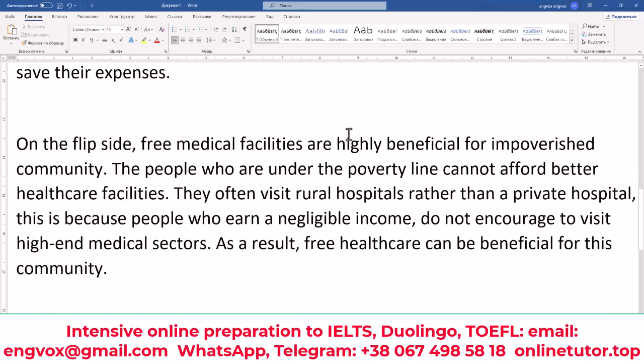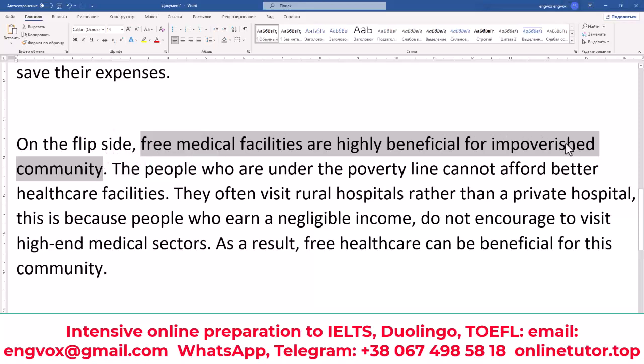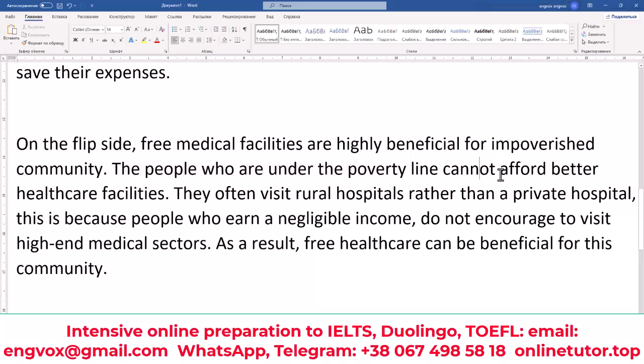Free medical facilities are highly beneficial for impoverished community, you see. Borrowed, because we have seen this impoverished community. The people who are under the poverty line, learned one, cannot afford better healthcare facilities. Okay, facilities.